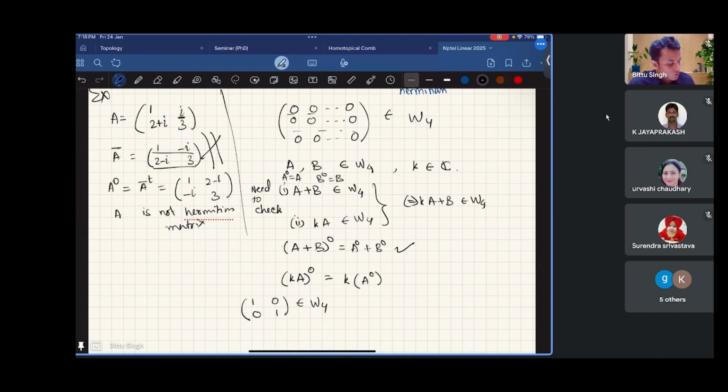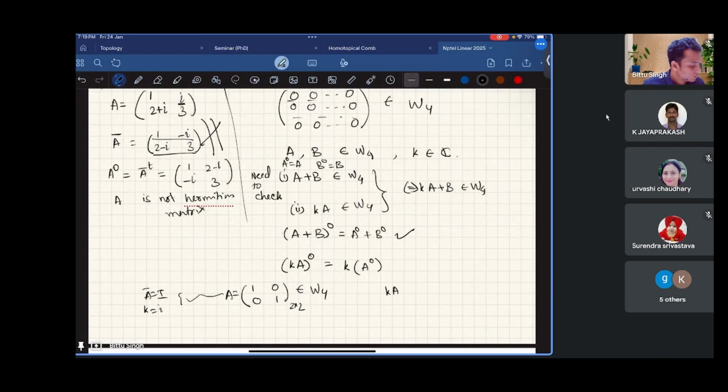Do conjugation of this thing. A bar is same as the identity matrix, and instead of n by n, we are just considering 2 by 2 for our purpose. And let us choose K to be i. Suppose this is A. Then what is K times A? K times A is same as i, 0, 0, and i. Now what is (K A) naught?